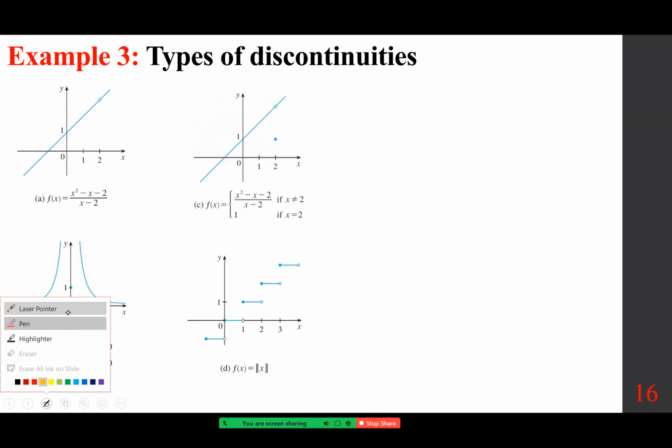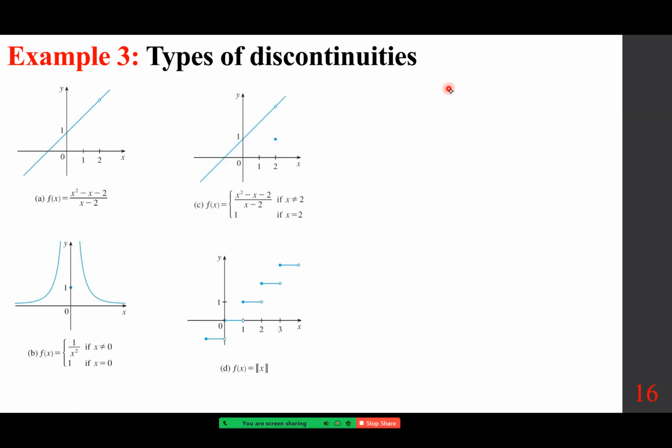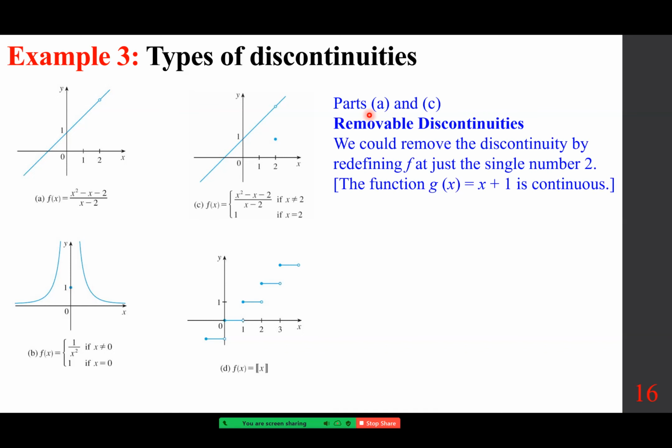All right. Let's discuss types of discontinuities with this example. If you look at the graph, part A or part C, or these parts, they all have discontinuity, but we want to discuss the types. These two are called removable discontinuities. Parts A and C, these two.